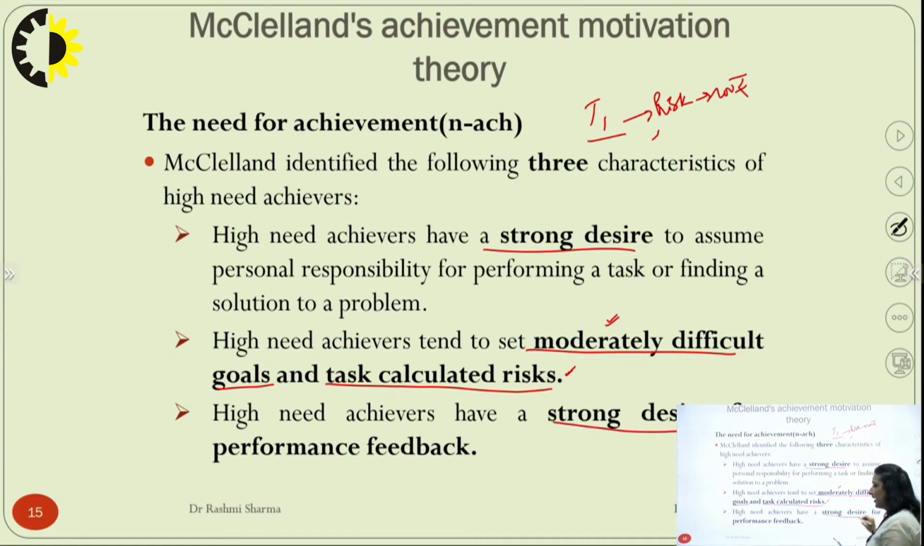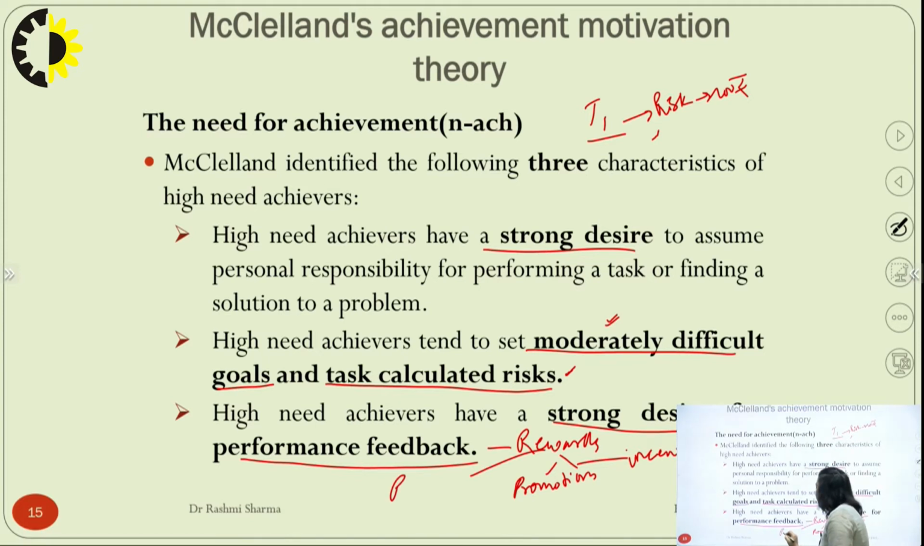They have a strong desire for performance feedback after they complete the work allocated to them. Along with the strong desire for the challenging job, they have a strong desire for this performance feedback also. If they succeed, the feedback should be given in terms of rewards. These rewards can be promotions, incentives, or a public announcement, that is, public recognition that they have completed that work.